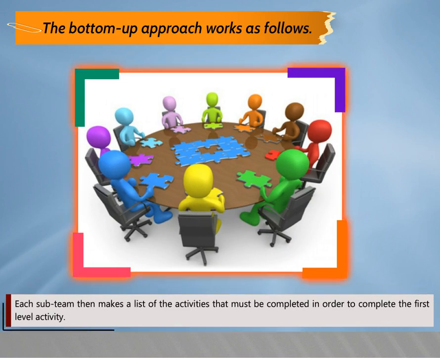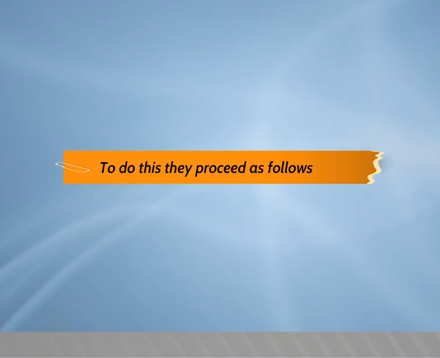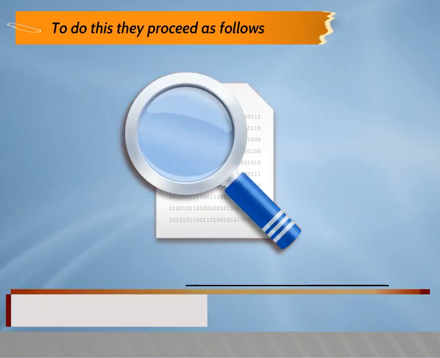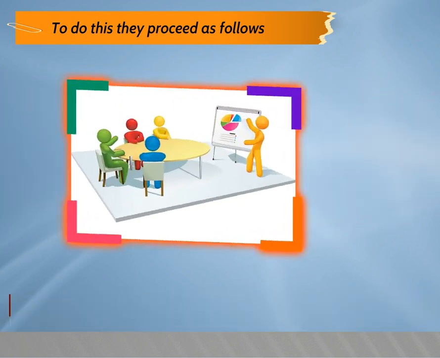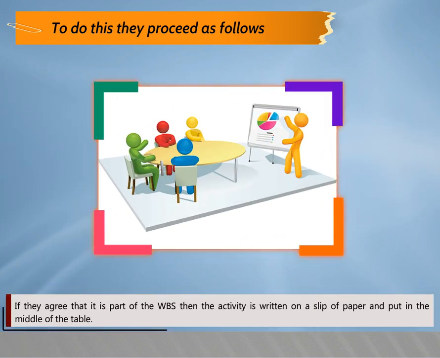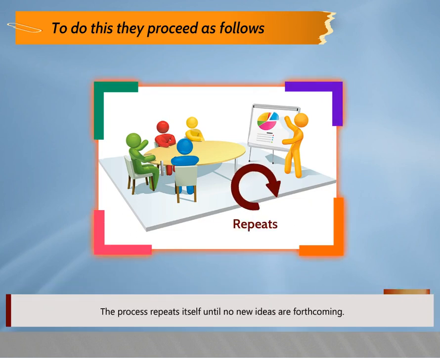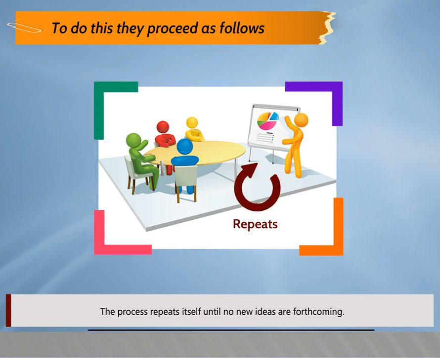Each sub-team then makes a list of activities that must be completed in order to complete the first level activity. To do this, they proceed as follows. Someone in the sub-team identifies an activity and describes it to their teammates. If they agree that it is a part of the WBS, then the activity is written on a slip of paper and put in the middle of the table. The process repeats itself until no new ideas are forthcoming.